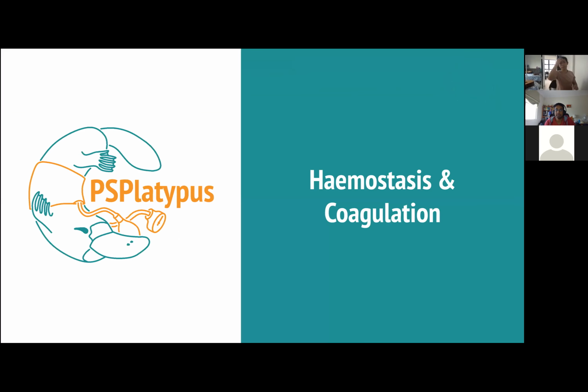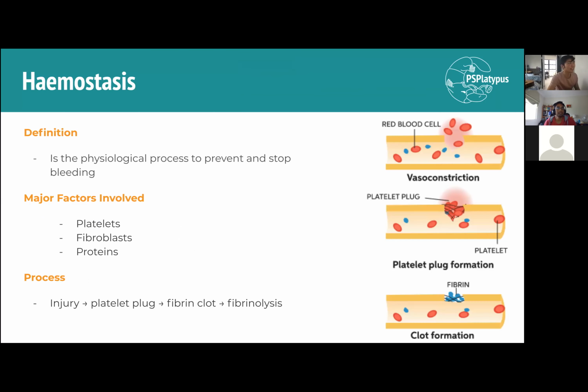So we'll be talking about hemostasis and coagulation. As we know, homeostasis is the process in which the body keeps itself in an optimal working condition. Hemostasis is basically that, but for the blood. And to keep blood in a working condition or optimal range, you want it to be kept inside your body and not flowing outside of it. So basically, hemostasis is the physiological process to prevent and stop bleeding.